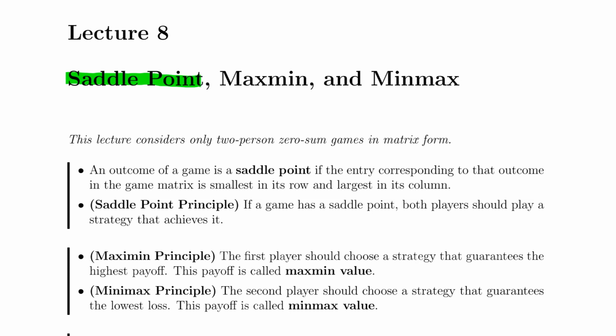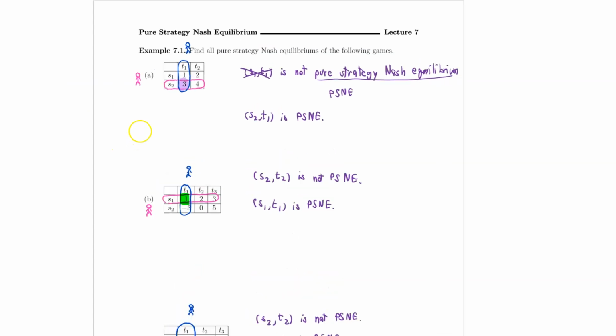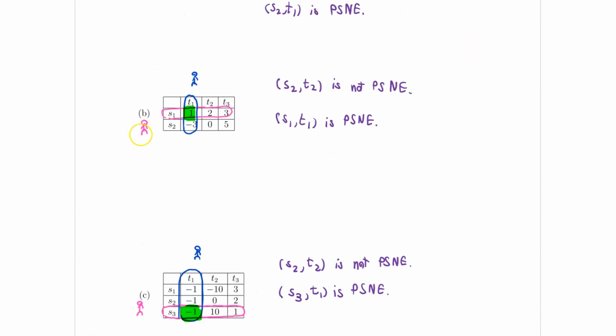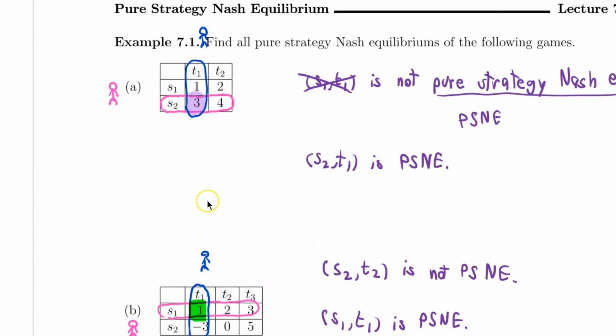The saddle point is basically the entry in the game matrix that is the smallest in its row and largest in its column. And we have the first principle that says, if a game has a saddle point, then both players should play a strategy that achieves it. If we look at the example from the last lecture, we see that all the pure strategy Nash equilibria we have here are indeed saddle points.